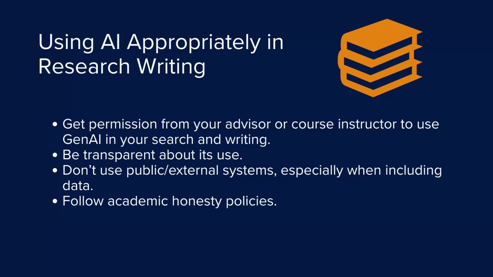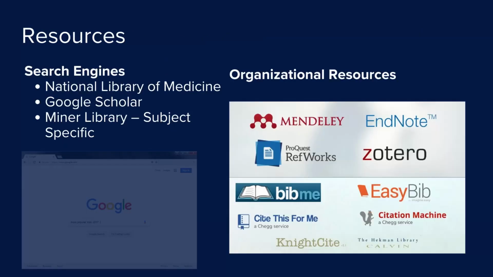And I would caution to not use public or external systems, especially when including any data. If it's a review article and you're actually going to insert some of your own preliminary findings or pilot study, you don't want to put that out there prematurely, because ChatGPT is not a peer-reviewed source. So definitely using internal and safeguarded firewalled AI systems is best, right? And then of course, always follow academic honesty policies.